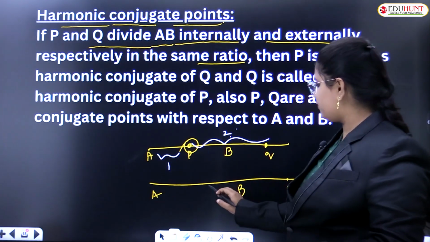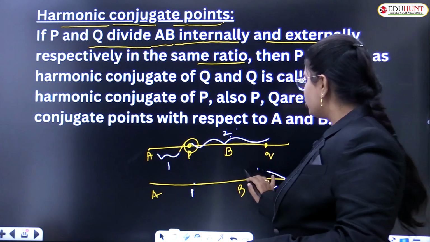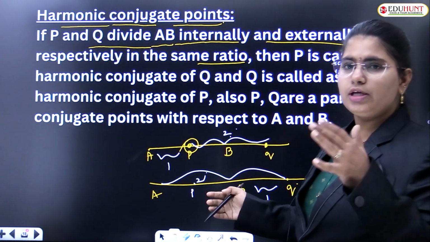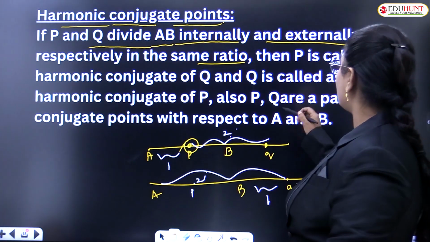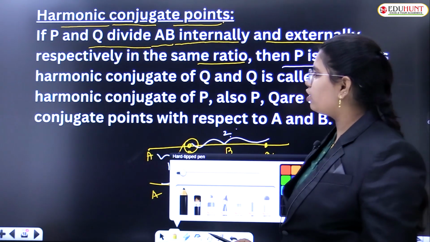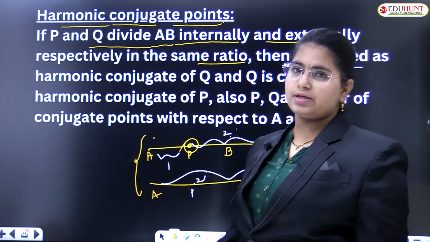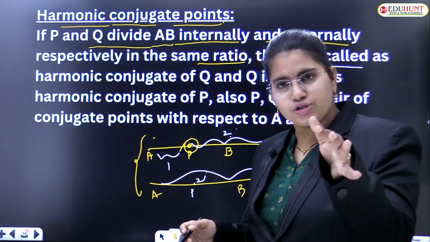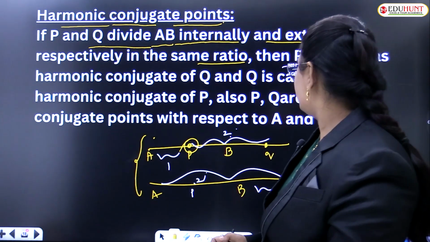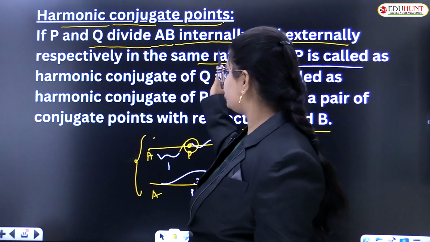If I talk with respect to point Q, this is P, right? Q to B is being divided into 1 part. Q to A is being divided into 2 parts. So this is being divided in equal ratios. Then we can call P a harmonic conjugate of Q. If this type of points exist, then P is called the harmonic conjugate of Q and Q is called the harmonic conjugate of P, vice versa, with respect to AB. This is the definition of harmonic conjugate points.